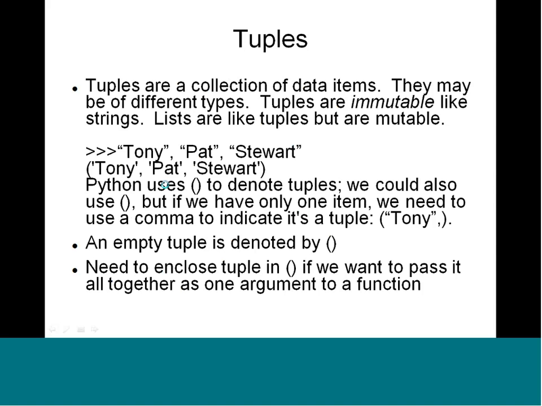So tuples are collections of data items. They may be of different types, and usually tuples are immutable, just like the strings that we saw. Lists are like tuples, but they are mutable. So that is the difference between a list and a tuple.